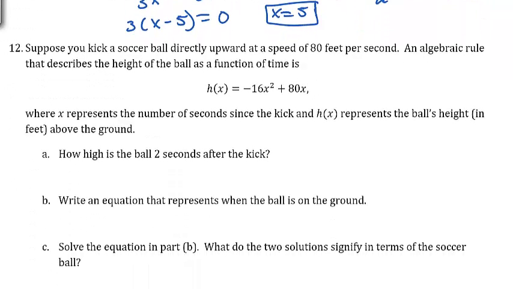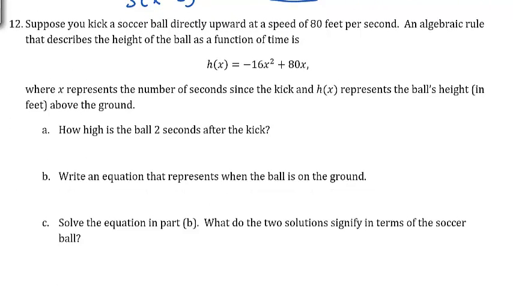Suppose that you kick a soccer ball directly upward at a speed of 80 feet per second. An algebraic rule that describes the height of the ball as a function of time is h of x equals negative 16x squared plus 80x, where x represents the number of seconds since the kick, and h of x represents the ball's height in feet above the ground. How high is the ball 2 seconds after it's kicked?